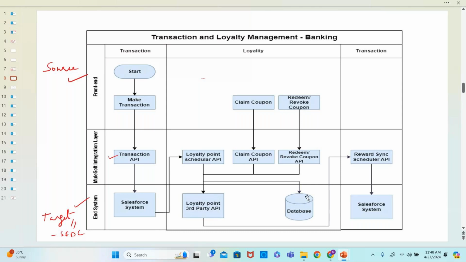Now there is another scheduler based API. We are updating whatever is happening in the third party loyalty system back into the Salesforce system also. Again, this is a scheduler based integration. Exactly. Any questions on the total project high level picture?